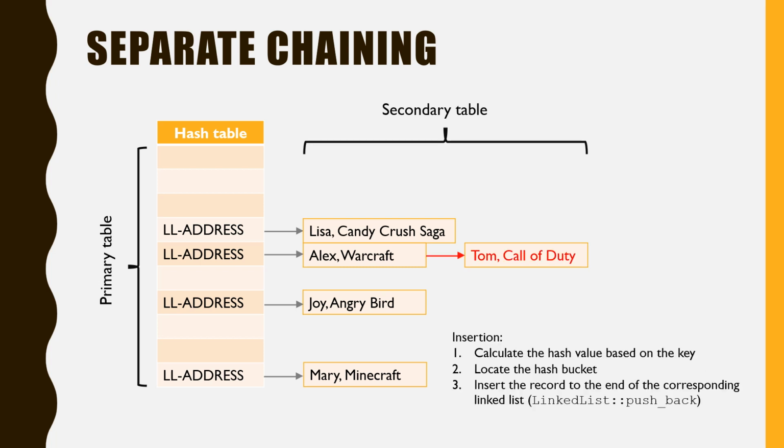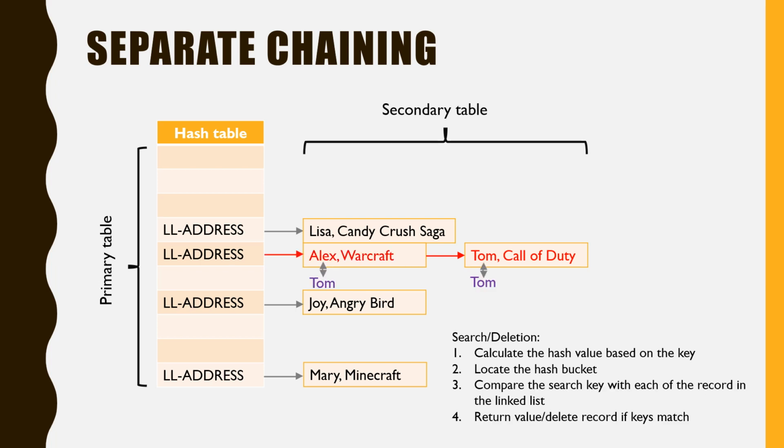When inserting a record, we first calculate the hash value using its key. We then use the hash value to locate the position in the primary table. Then, we append the record to the linked list at the corresponding location. We can append the record by calling the pushback function of the linked list.